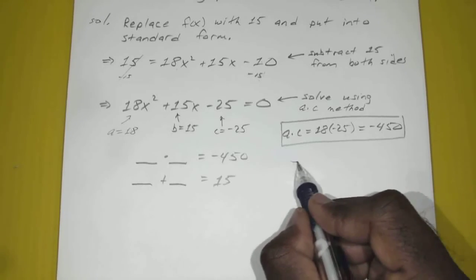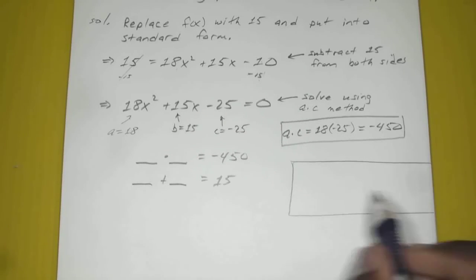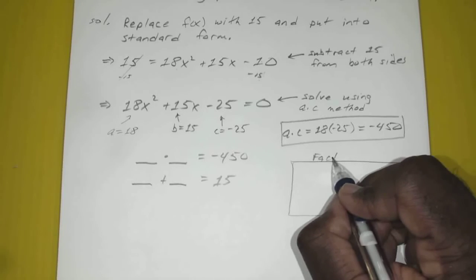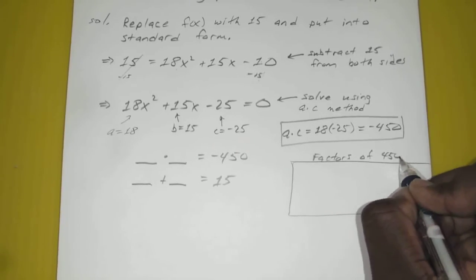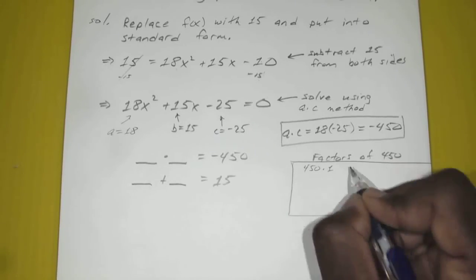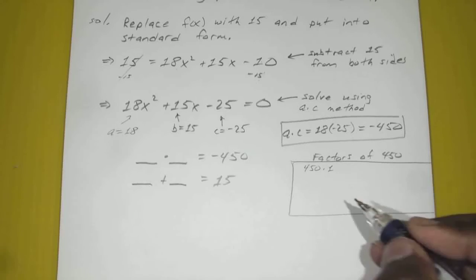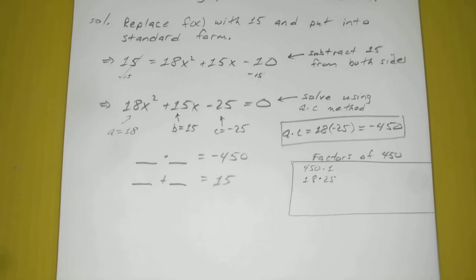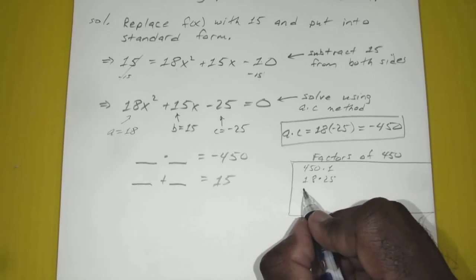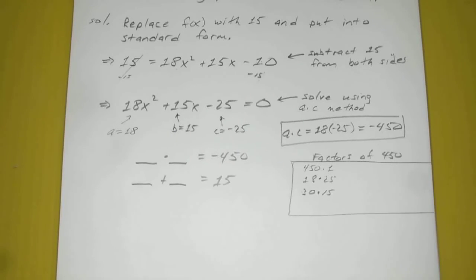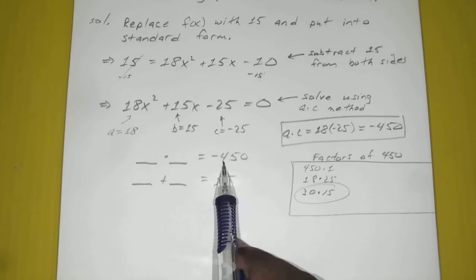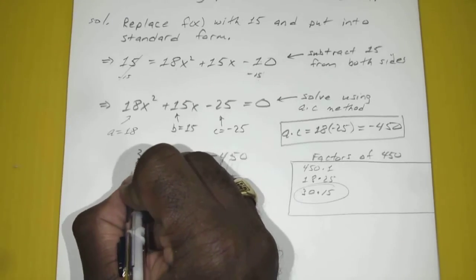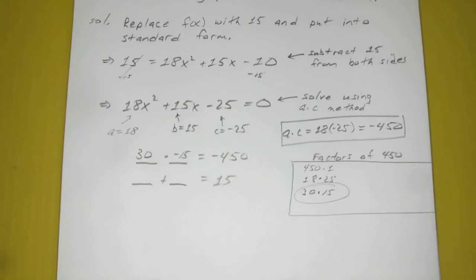Okay. Now to figure this out, you can kind of look at your factors of 450. Okay, we know we have 450 times 1. We know I have 18 and 25. But if we add those together, if we made one positive and one negative, we wouldn't get positive 15. But we also have 30 times 15. Where we know one has to be positive and one has to be negative. But the largest number is positive. So we know that 30 times negative 15 would work for both of them.